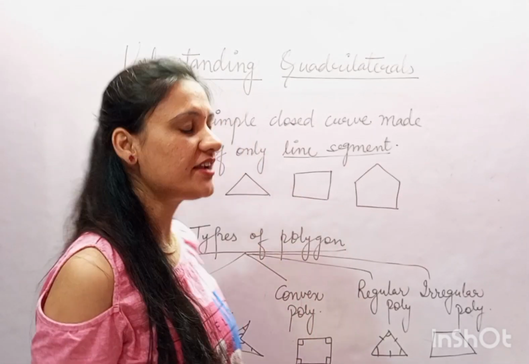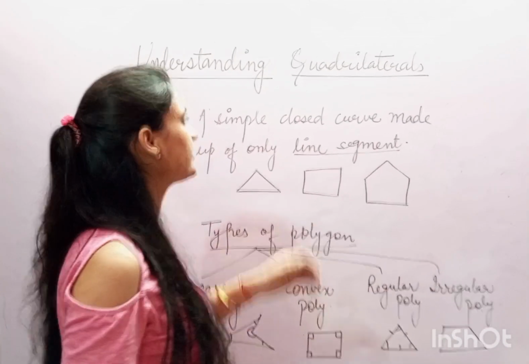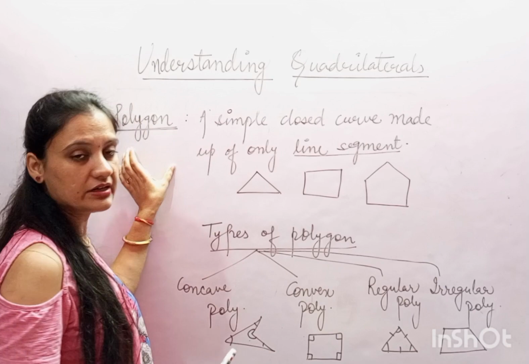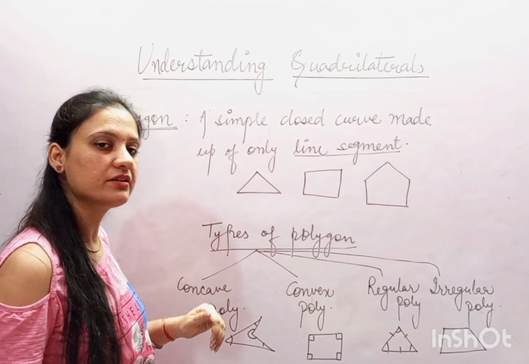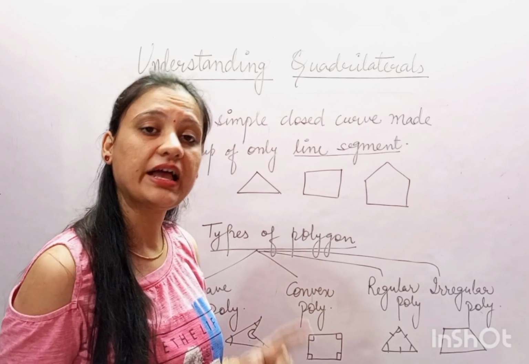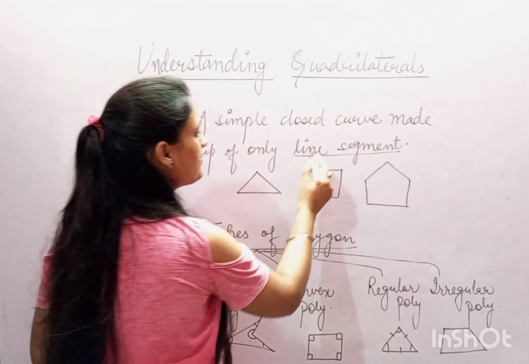So let's understand a new topic of class 8, that is understanding quadrilaterals. So the first topic in understanding quadrilaterals is polygon. So what is a polygon? It's a simple closed curve made up of line segments. Children, this is really important.